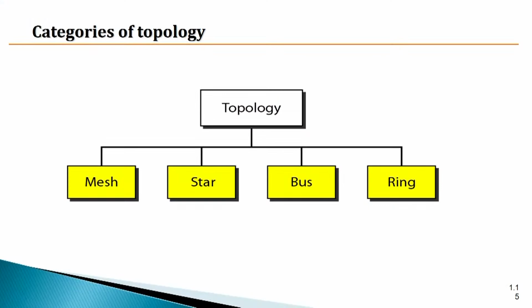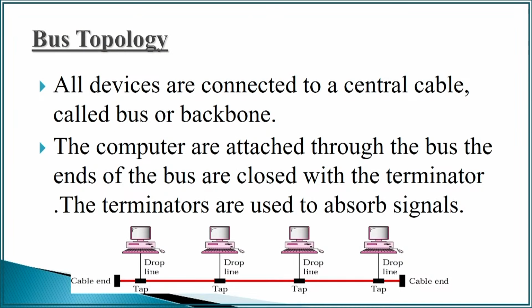When we talk about topologies, topologies are the methodologies, or we can say the pattern in which the systems are connected within a communication network. So first is mesh topology, star topology, bus topology, and ring topology. In bus topology, all the devices are connected to a central cable called bus or backbone of the network. The computers are attached through the bus. The ends of the buses are closed with a terminator, and the terminators are used to absorb signals.